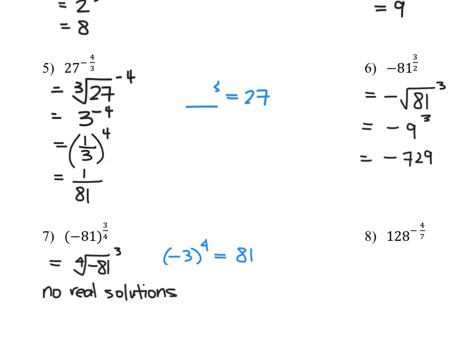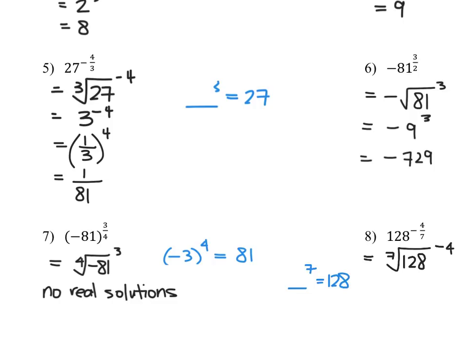Alrighty, last example on this page. We have 128 raised to the exponent of negative 4 over 7. So that will give us the 7th root of 128 raised to the exponent of negative 4. Okay, so we are looking for some base raised to the exponent of 7 to give us 128. So some of you are thinking, how am I supposed to do this without a calculator? Well, the good news is there's only a few possible numbers that you could try.